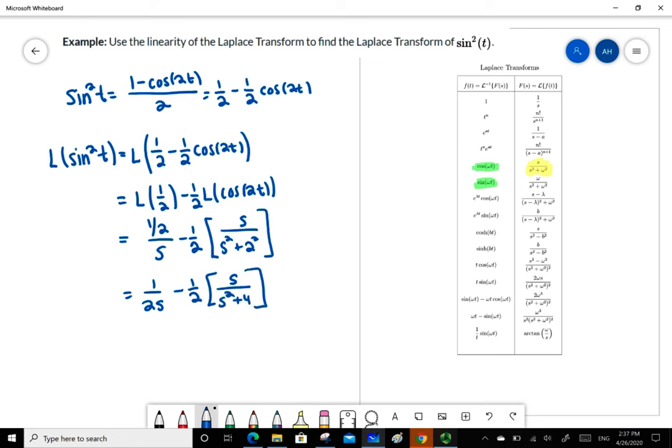So plugging these in, we get that the Laplace transform of sine squared is 1 over 2s minus 1/2 s over s squared plus 4, or 1 over 2s minus s over 2s squared plus 8. Or if you prefer, you can get a common denominator and simplify.